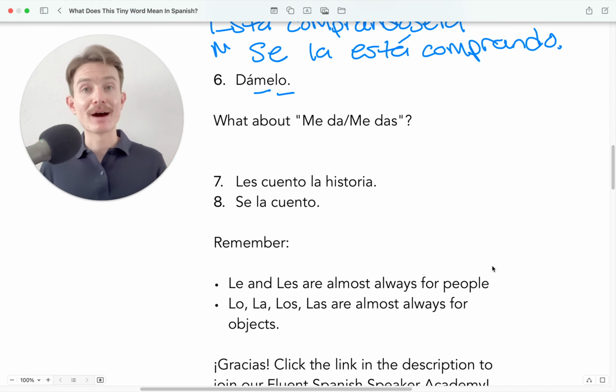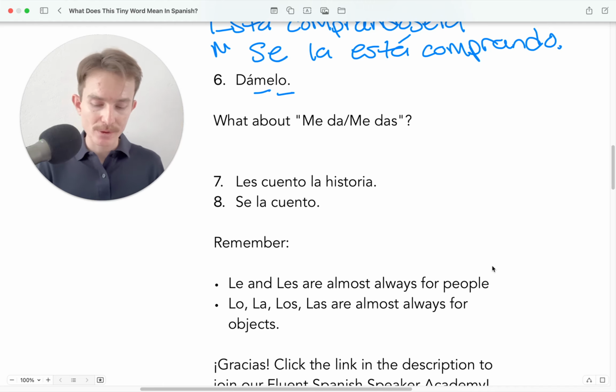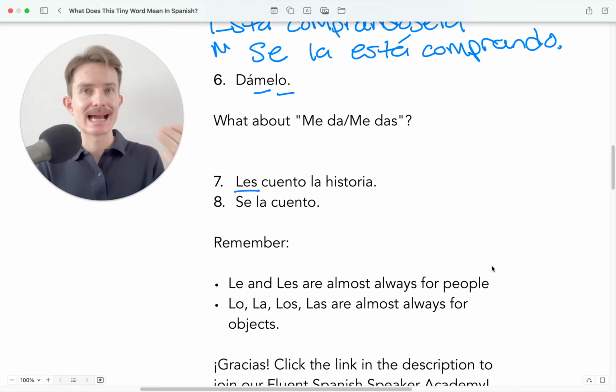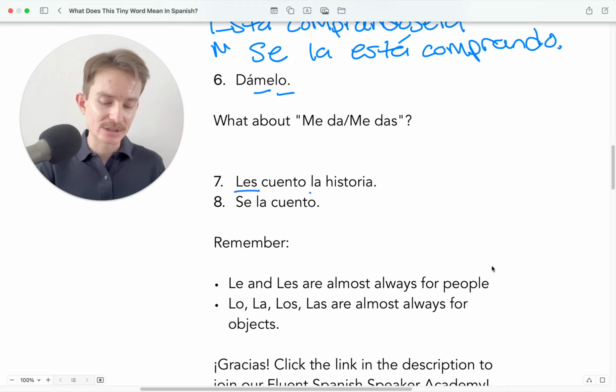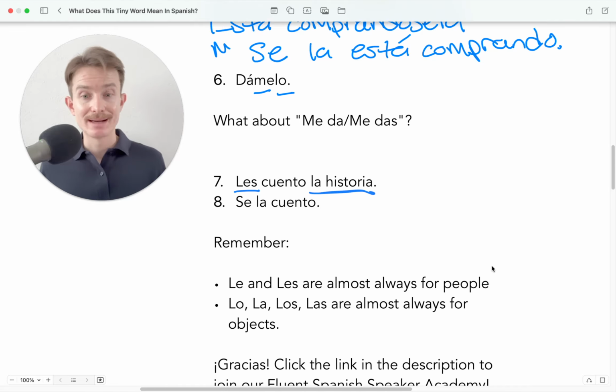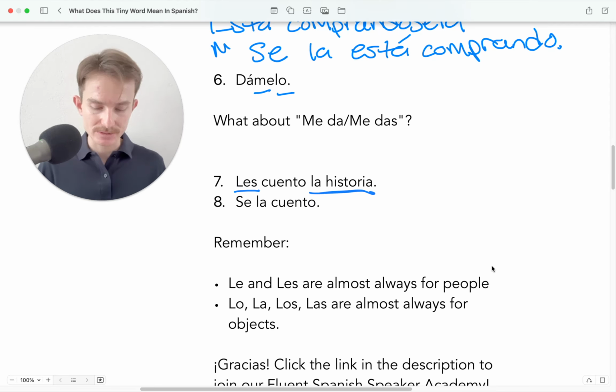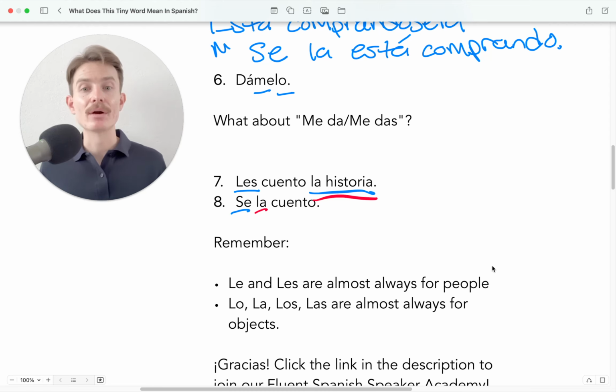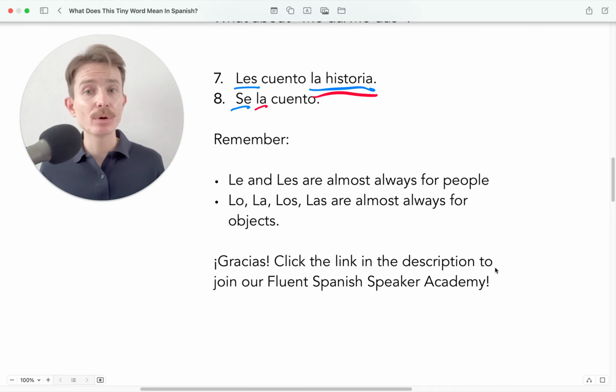Now our final example here, looking at les instead of le, we have les cuento la historia. So les representing ellos, ellas, or ustedes, and la historia being our direct object. Now, if I want to turn les into se so that I can turn la historia into just la, well, now we're going to have se la cuento. Okay, so se representing them and la representing la historia. All right, remember, le and les are almost always for people. Lo, la, los, and las are almost always for inanimate objects.